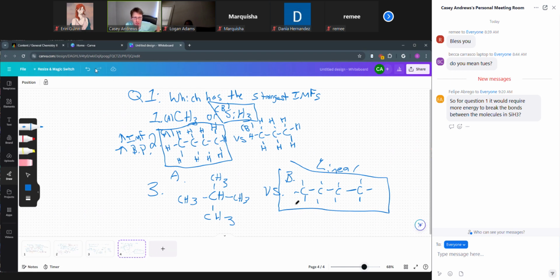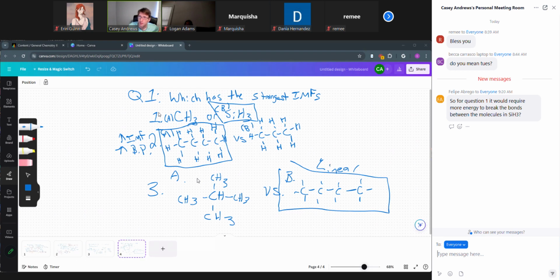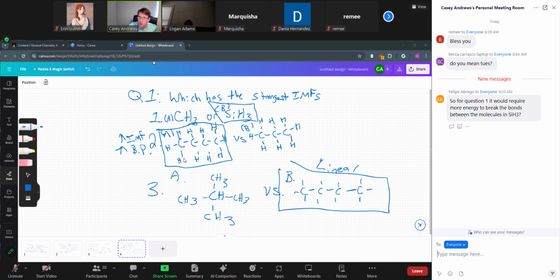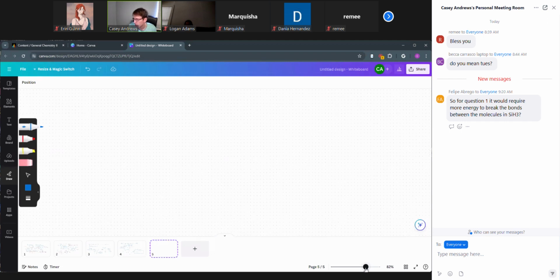So that's our first question of the semester there. Any questions about how to determine which type of molecule has stronger dispersion forces? Right. If not, we can move on to our next type of intermolecular force. So we're going in order of strength. So dispersion was the weakest. Our next intermolecular force is stronger than dispersion. So our second type is called the dipole.